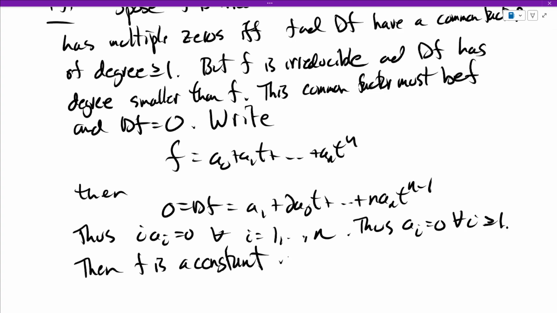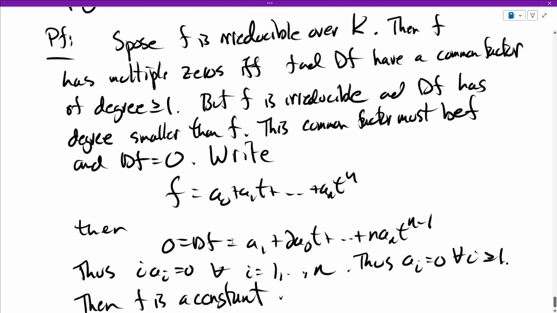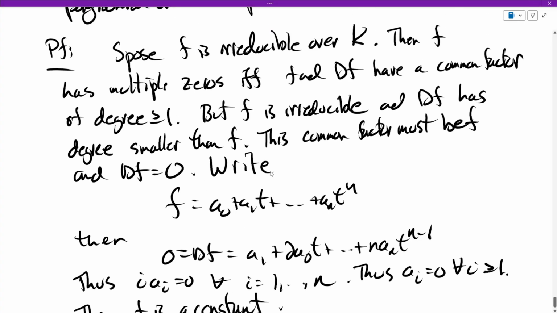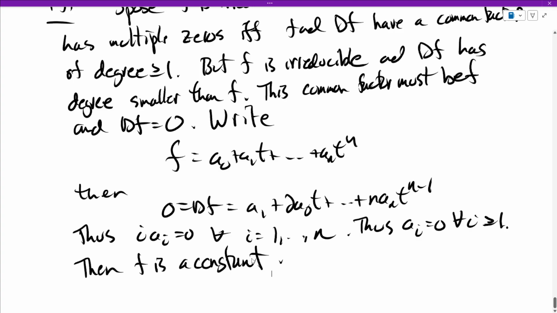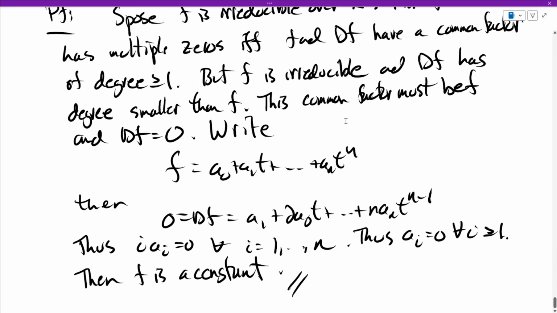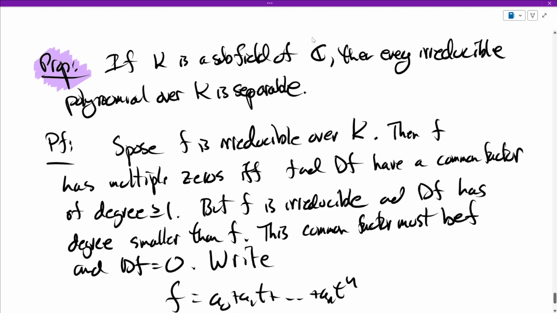All right, so in particular, the only way they share a common factor is if that common factor is f itself and the other one is 0, and that will imply that f is a constant. And that's okay because constants don't have multiple zeros. All right, so what have we learned here? Well, every irreducible polynomial has distinct roots when we're looking at subfields of C.